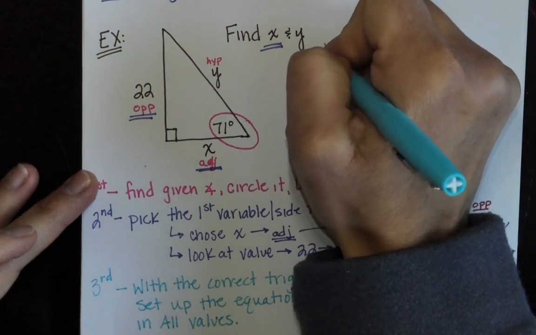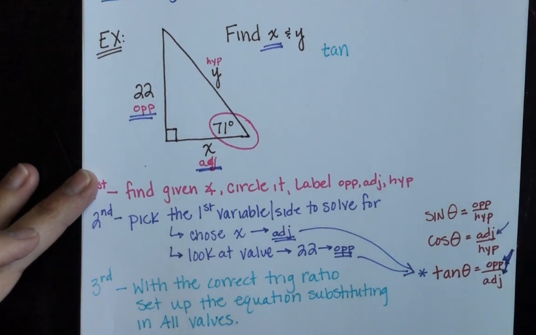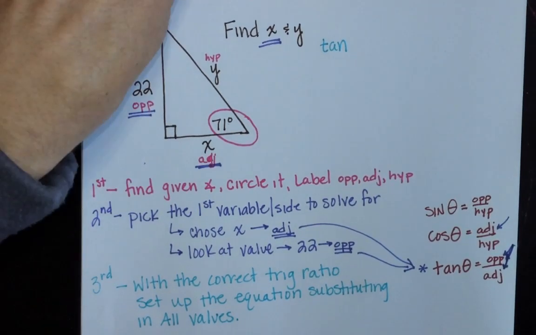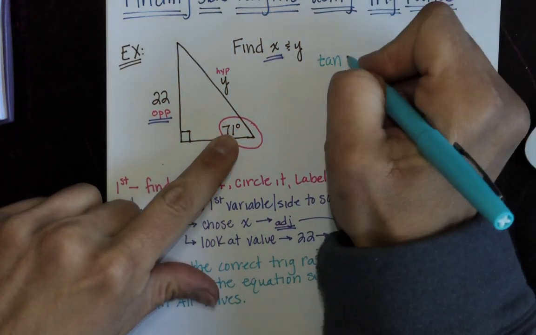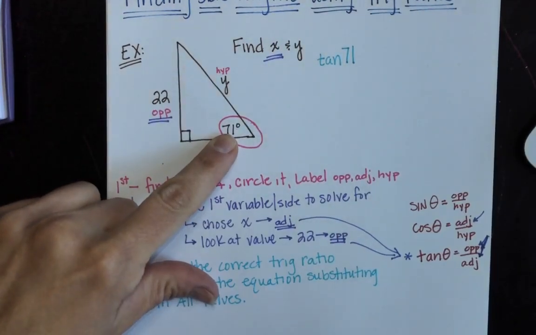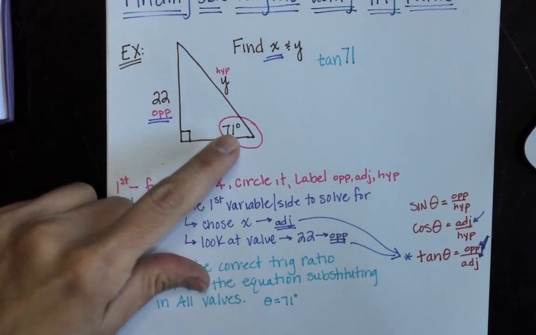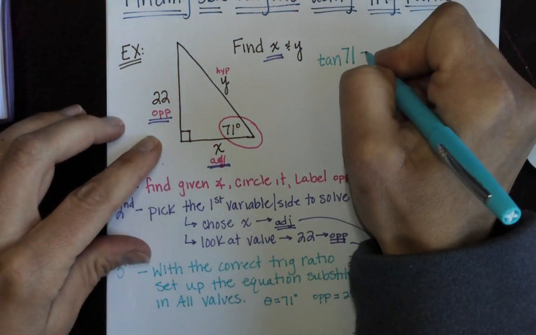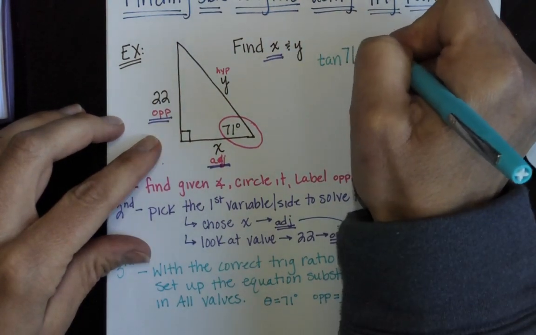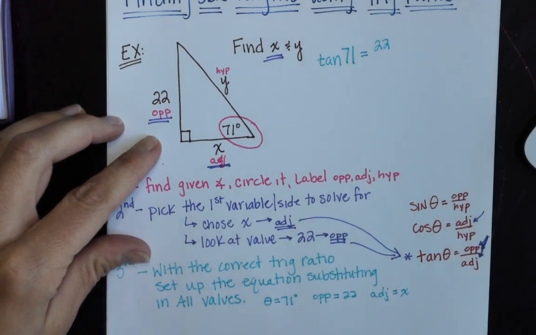So that means I'm going to take tangent, and instead of theta, I know that theta stands for the angle. Well, the angle is 71. So we're substituting that in. And our opposite side we know is 22. So we're going to go ahead with opposite 22. And our adjacent side is x.